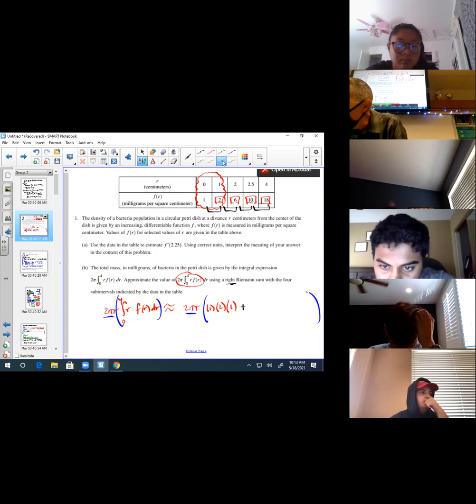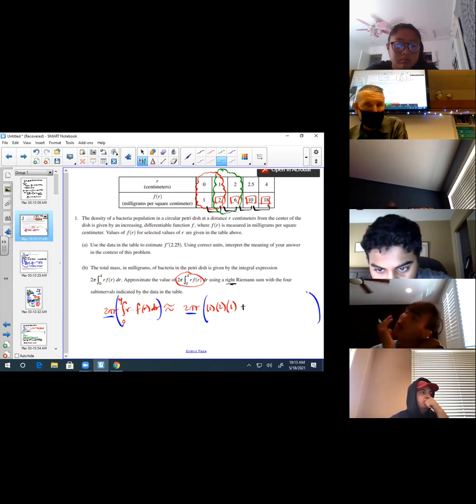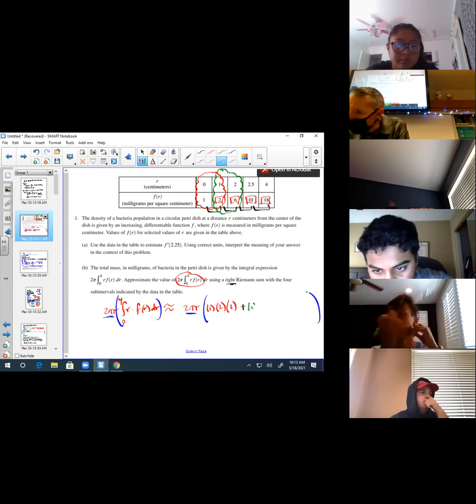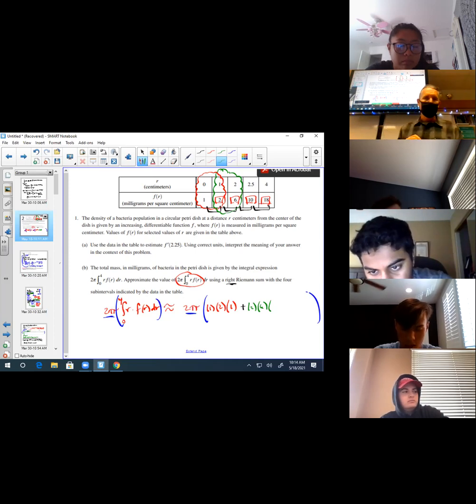Plus, so now let me use green for the second one. So my second subinterval is this. So now the right R is going to be 2 times F of R, which is 6, times the change in R. Well, what's the change in R going from 1 to 2? 1.